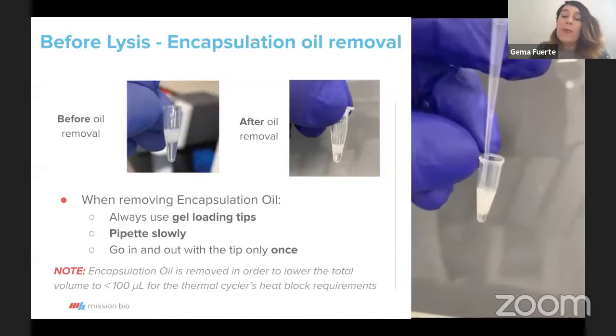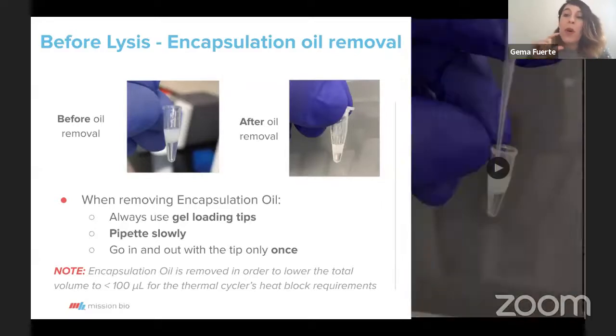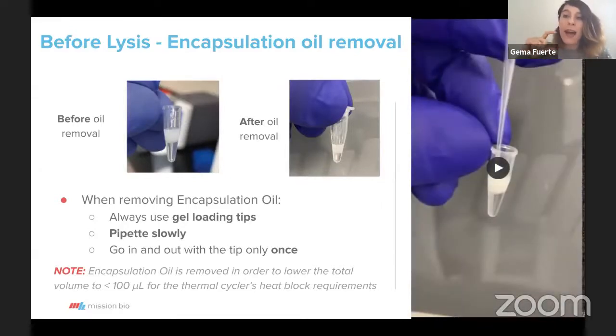So why do we remove the excess oil? Because we want all our droplets to be within the 100 microliter limit of the thermocycler, and the volume that you generate is generally higher. So we just remove a little bit of oil, and what you would expect after oil removal is something like this, the picture on the right. Again, all of this we do during the training on site. Now after you have removed the oil, you are ready for lysis.